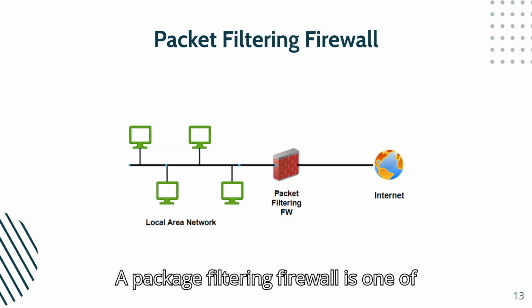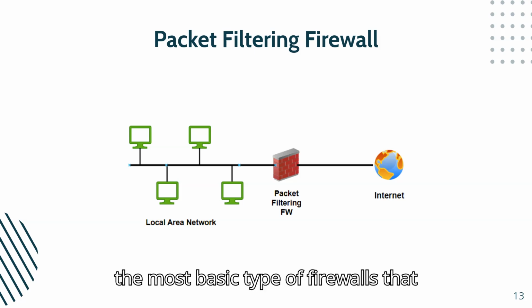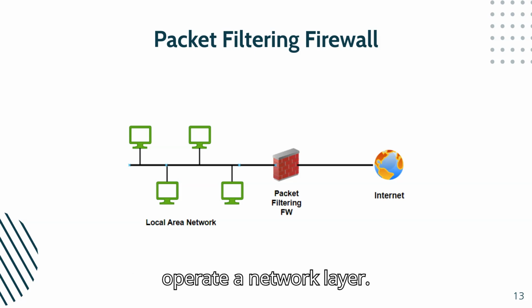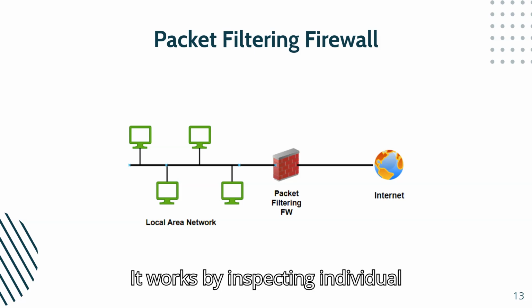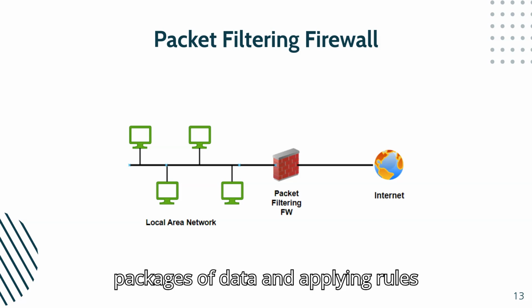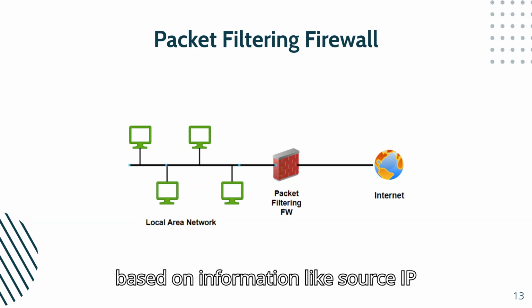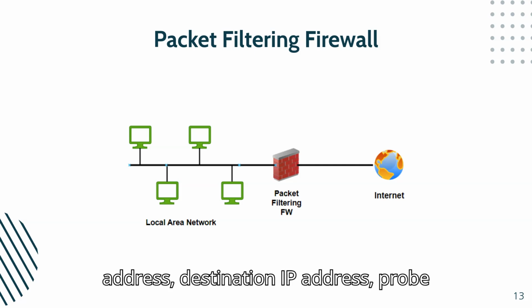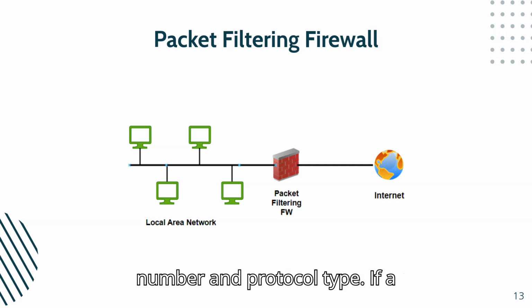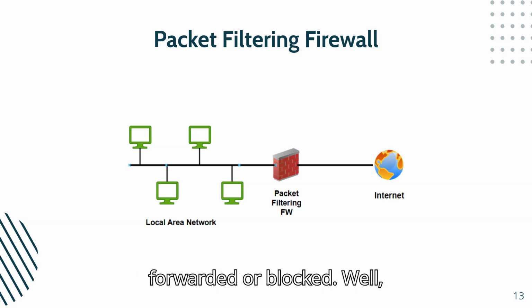A packet filtering firewall is one of the most basic types of firewalls that operate at the network layer. It works by inspecting individual packets of data and applying rules based on information like source IP address, destination IP address, port number, and protocol type. If a packet meets the rules, it is either forwarded or blocked.